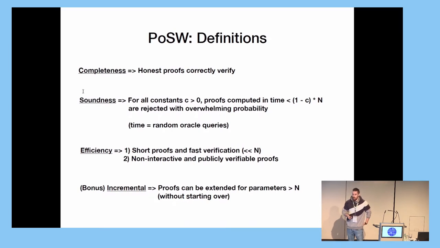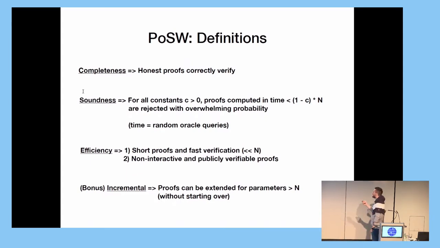And we have some efficiency requirements which make the primitive non-trivial. The primitive has to have short proofs and fast verification, in the sense that you don't want to go through the whole computation again. And we want additionally to be non-interactive. By non-interactive, I mean that there is just a single proof that gets exchanged from the prover to the verifier. And publicly verifiable, which was exactly the point that you raised before. So I'm glad that I actually put it here. So it's publicly verifiable. Everyone should be able to verify the proof.